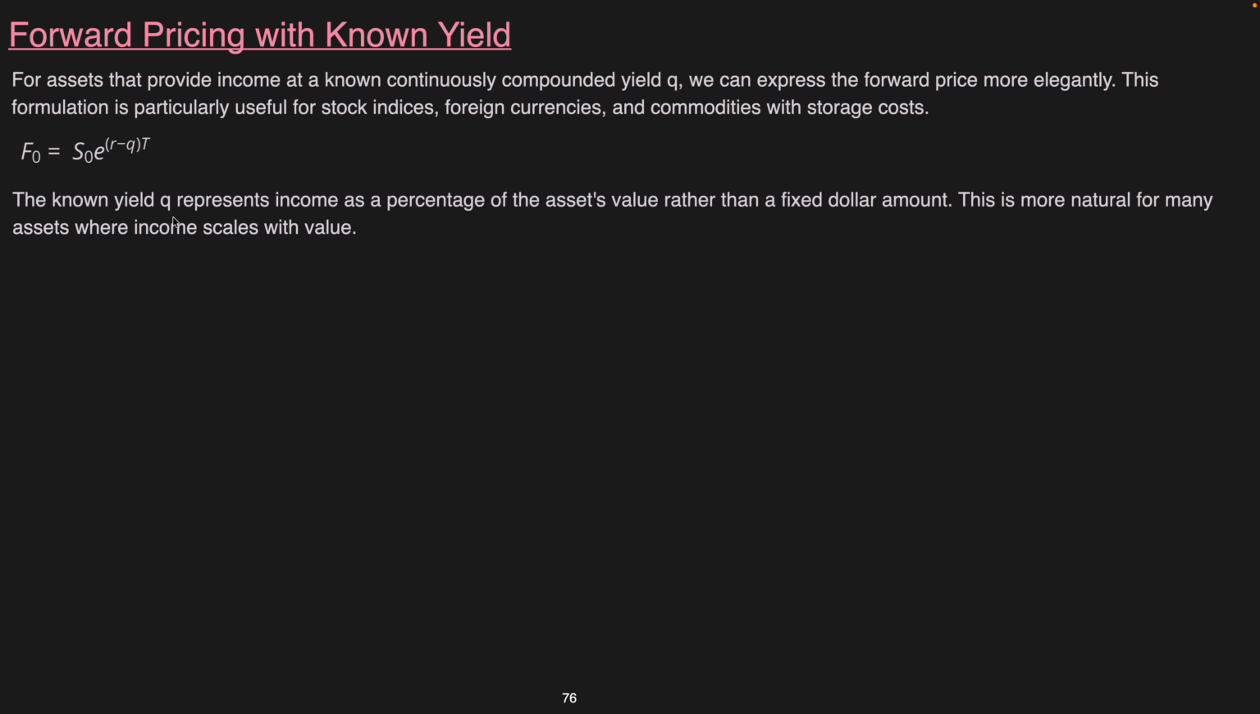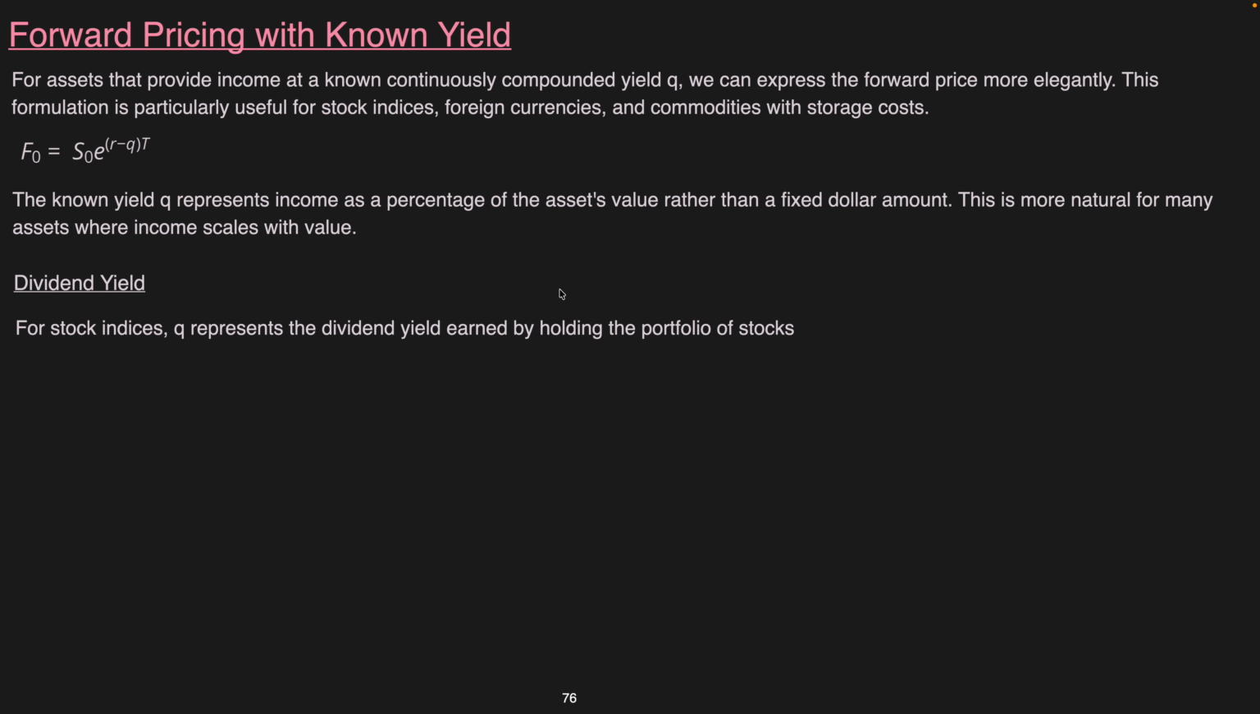So the known yield Q represents income as a percentage of the asset's value rather than a fixed dollar amount. In the previous calculations, we considered a fixed dollar amount by calculating the income generated and then getting the present value of that income to get value I, which is nothing but the present value of all the income generated. But here we are representing the income generated as a yield. Yield means percentage, as a percentage of the asset value.